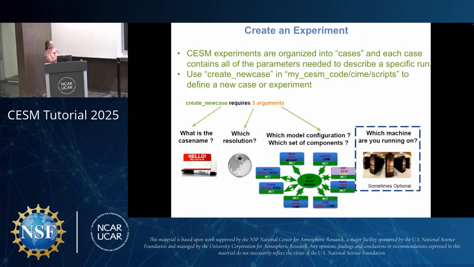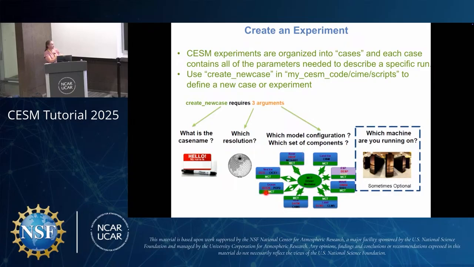In order to create that case directory, we use a script called create_newcase. And this will be in the first exercise, so you don't have to memorize every little bit of this from the slide, but just to give you an overview, create_newcase requires 3 arguments. You're going to give it a name, you're going to give it a resolution. We use little aliases to describe the resolution, and your first case is going to be a 2-degree global resolution. And then we describe the configuration, or which set of components, which we call a compset.